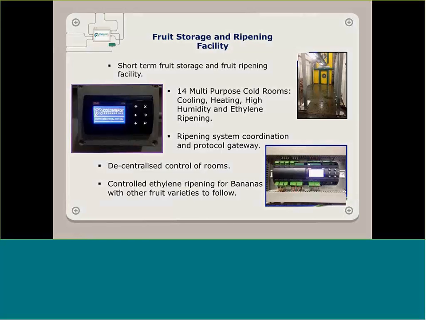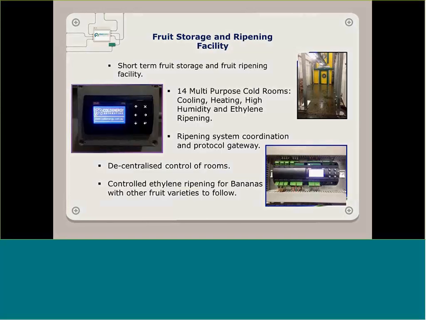So the last application of the three is the fruit storage and fruit ripening facility. This project added 14 multi-purpose cold rooms to the site. Each room can be individually cooled, heated, humidified, and ripened fruit.